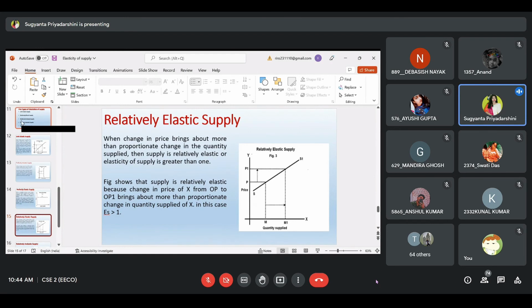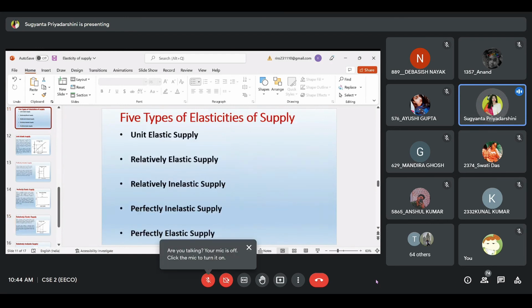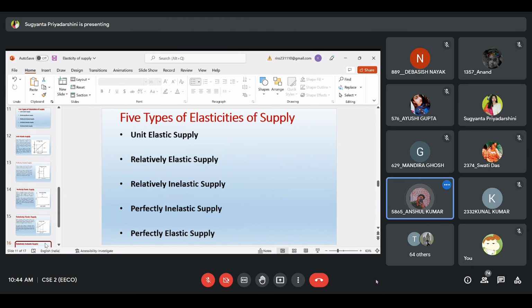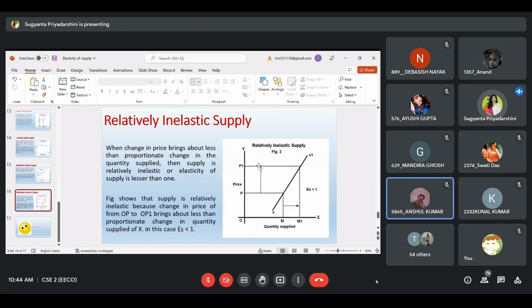Okay. Coming to the third one, relatively inelastic supply. What's that? Ma'am, when the change in supply is less compared to the change in price. Very good. You can see here what is the percentage change in price. It is far higher than the percentage change in quantity supplied. So that's why here we will get relatively inelastic supply.